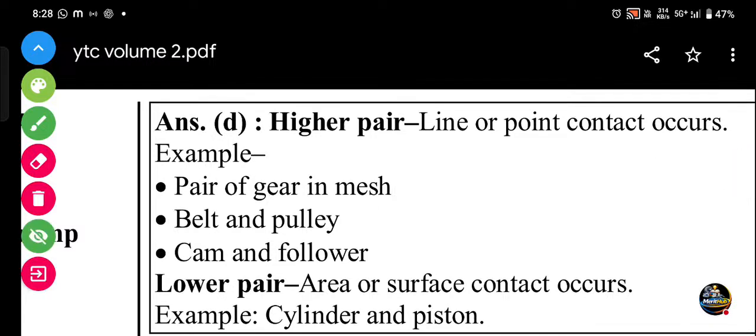Sorry, higher pair means line or point contact. Here they should have said which belt it is. If I take a flat belt, this is not a point contact. If I take the V belt, then this is a point contact. Okay. Generally take belt and pulley in the higher pair, and the pair of gears, cam and follower as higher pair. Lower pair has surface contact, like cylinder and piston.